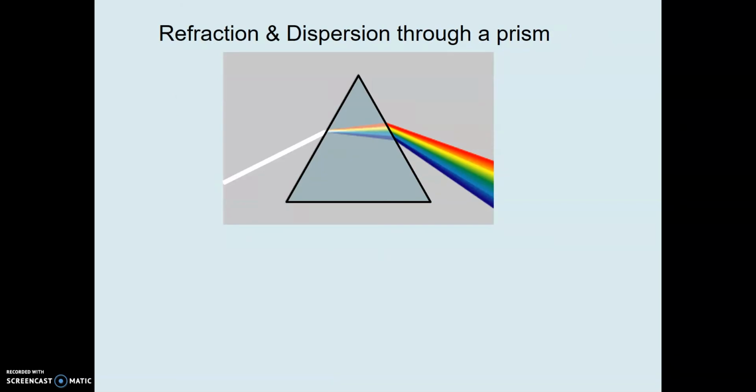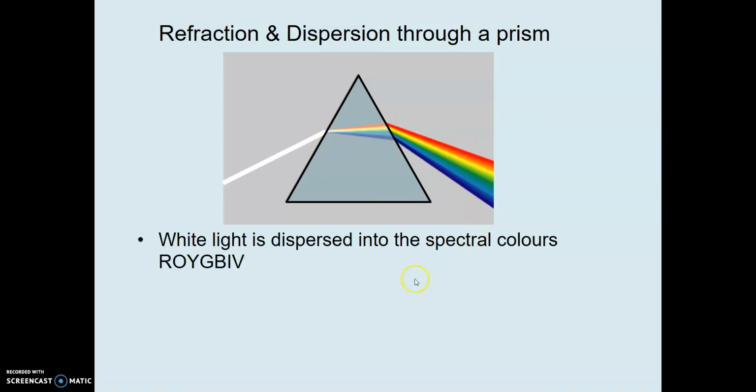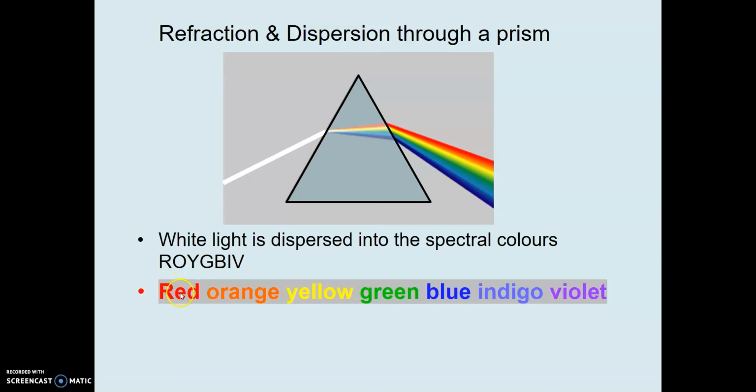What else can light do? Well, we can have a refraction of light. White light comes through a prism and it breaks up into its colors. We'll see this with some equipment a little bit later. And these colors, red, orange, yellow, green, blue, indigo, violet, are the colors of the rainbow.